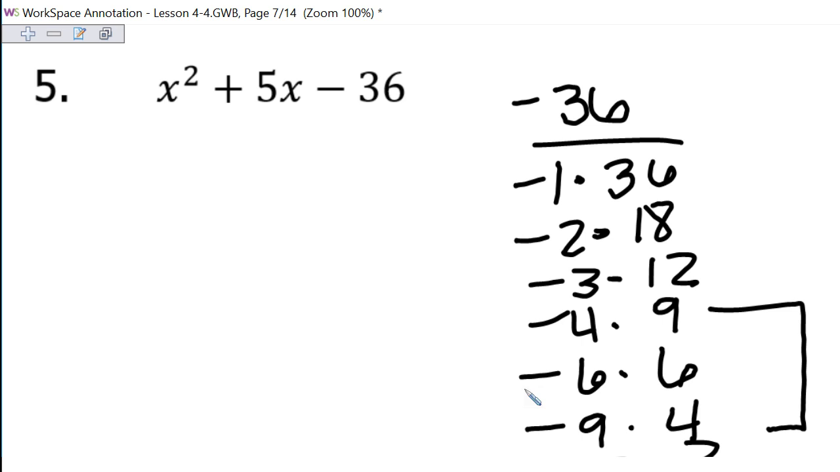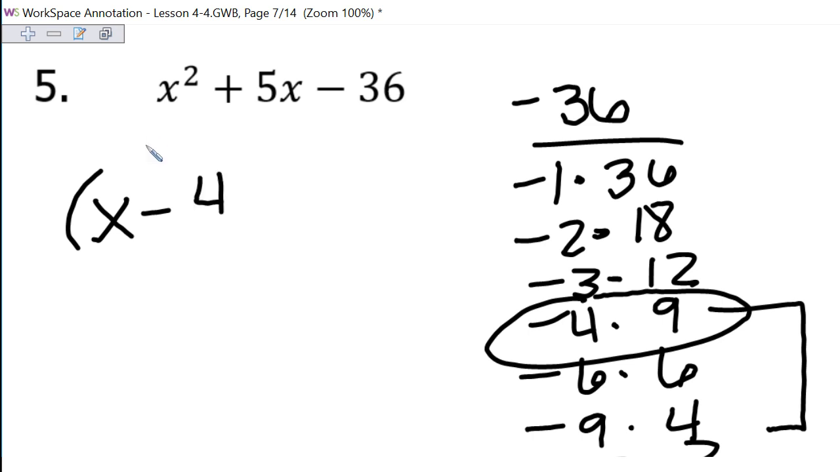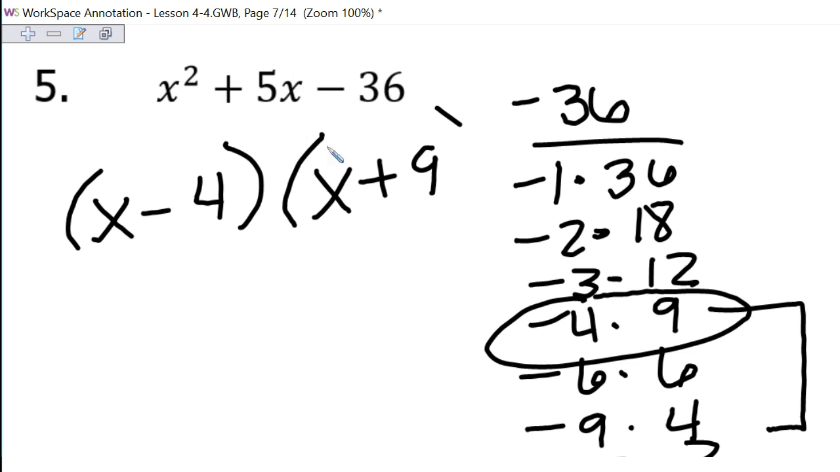So now, what do I need to add up to? Positive 5. So which pair adds to positive 5? Negative 4 and 9. So what's one of my answers? x minus 4 and x plus 9. So x minus 4 and x plus 9.